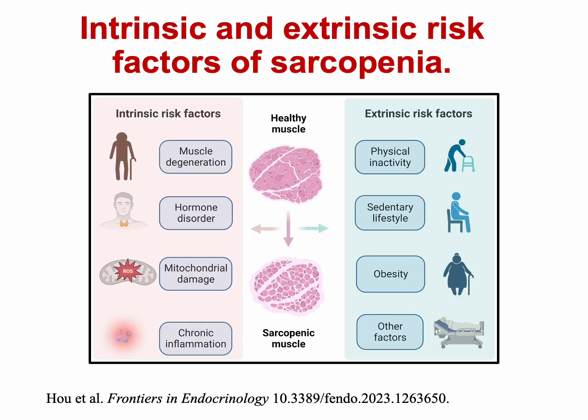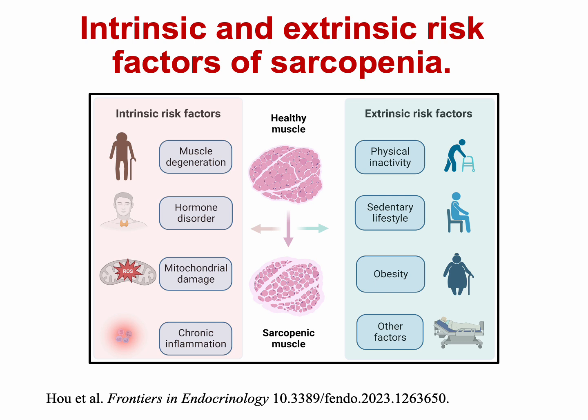Now, what are the risk factors? There are two: intrinsic and extrinsic risk factors for sarcopenia. The intrinsic factors include age, gender, genetic predisposition leading to muscle degeneration, hormonal fluctuation, chronic illnesses, and inflammation that can cause mitochondrial damage and chronic inflammation.